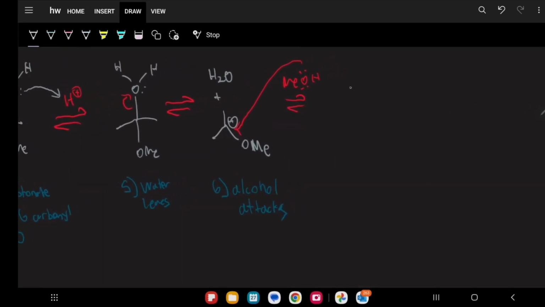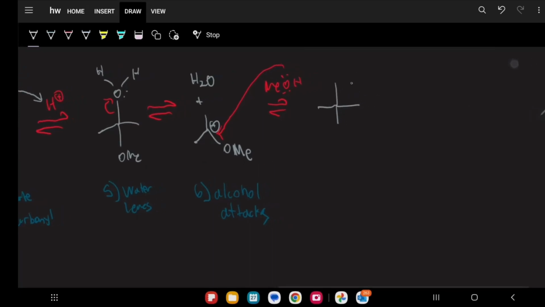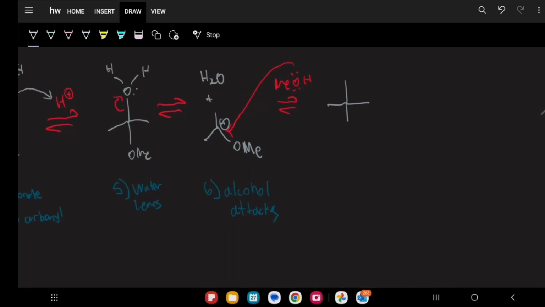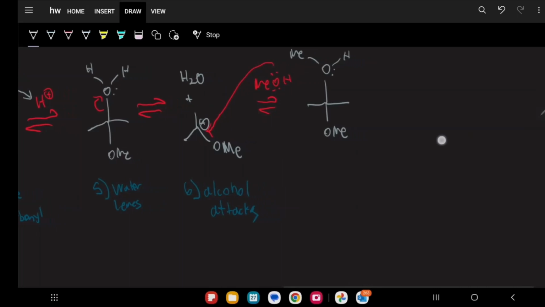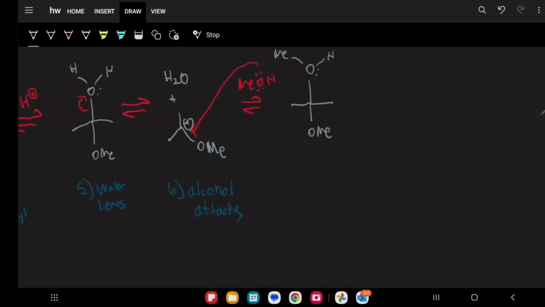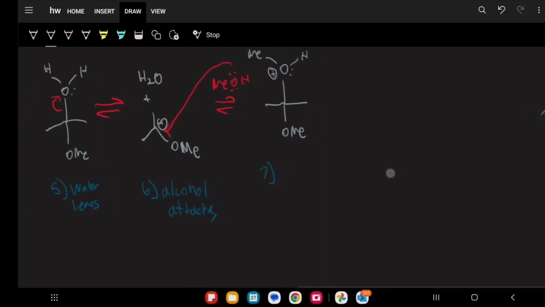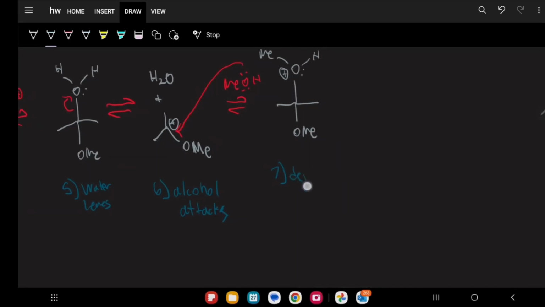and then we would be left with, again, a carbon with 4 bonds, 2 of them remaining being the original 2 alkyl groups, and we have OMe here, and then we have this O bonded to an H, bonded to an Me with a lone pair. And this oxygen has a positive charge. The seventh and final step is to deprotonate this alcohol.